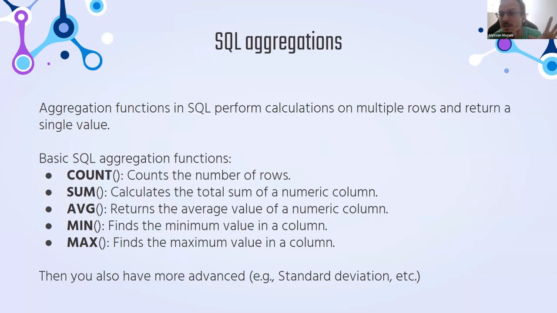There are several aggregating functions. These are the most common. You will probably remember them by memory: count, sum, average, min, and max. Count, for a collection of rows, will just count the number of valid rows. For example, it will not count nulls, right? Just valid rows for that field.